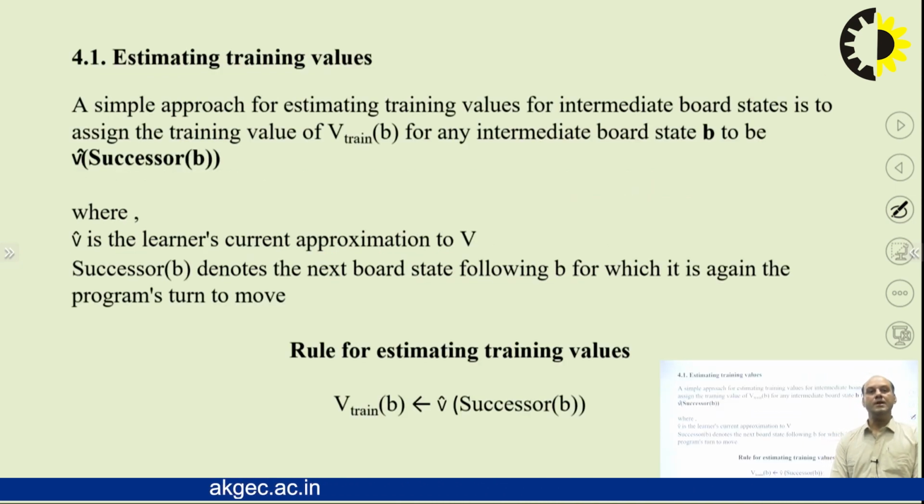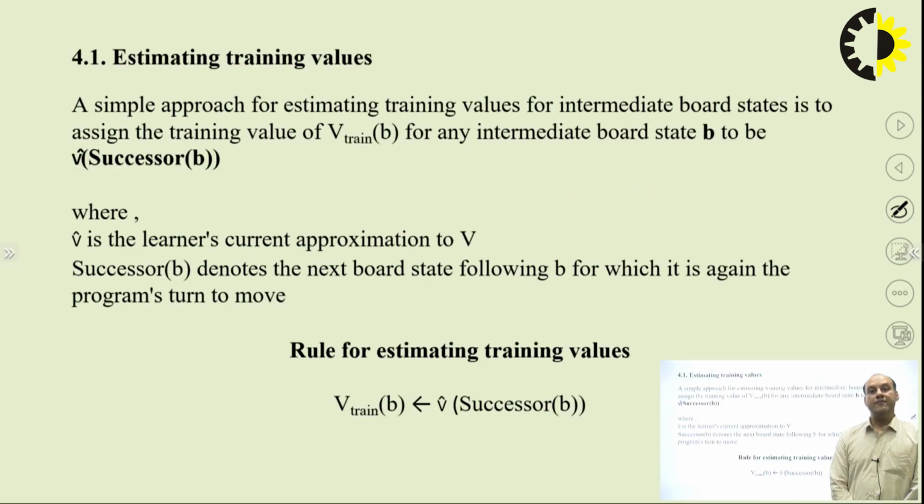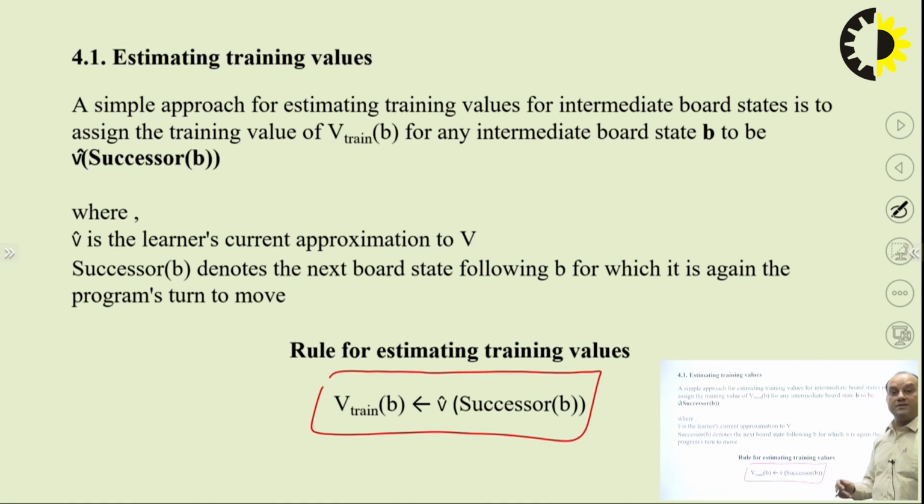Okay students, now for estimating the function, I am going to estimate the value. For estimating the value, the V train value will be assigned based on what will be my next move. I have just made my move, and after my turn, what will be the next move? I am considering what my next move will be, which I call the successor of B. So this is a simple estimate for approaching the training values for intermediate board states on the basis of the current move. This is the rule for estimating the training value.